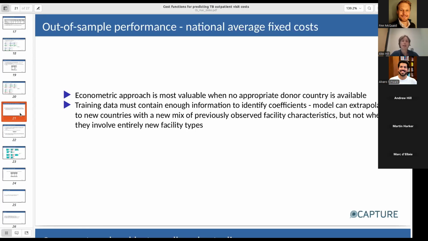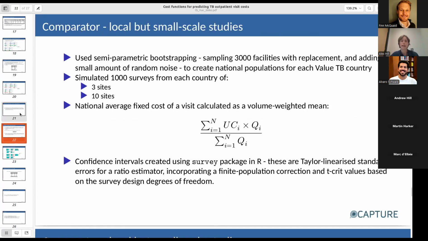So I wanted to have a look at what it looks like when you use these small samples from local data. And to do that, because we only had about 30 facilities per country in the data set, I used bootstrapping to inflate this to a national scale. So sampling 3,000 facilities from the 30 facilities we had, and adding just a small amount of random noise to create national populations for each of the countries.